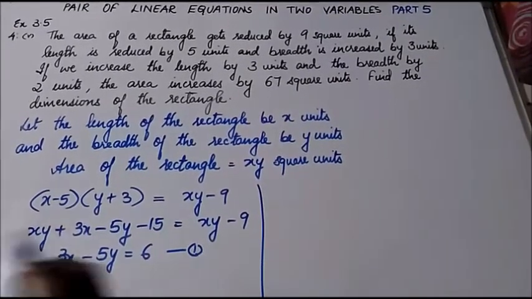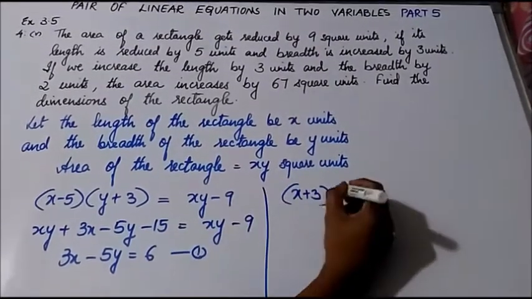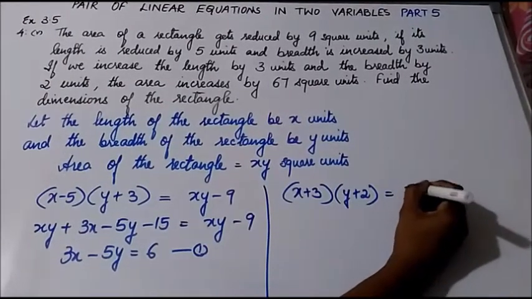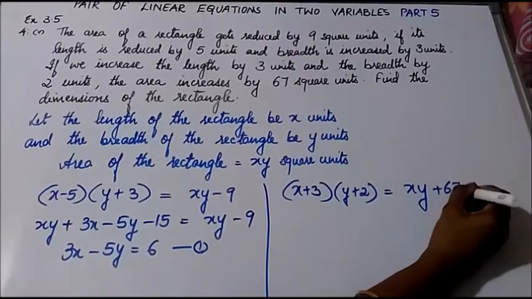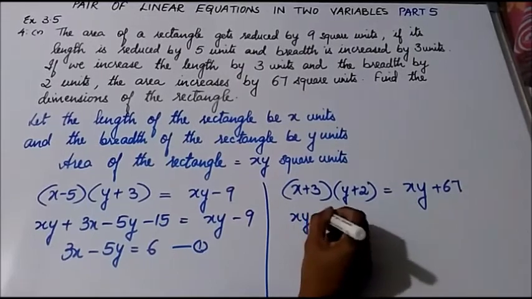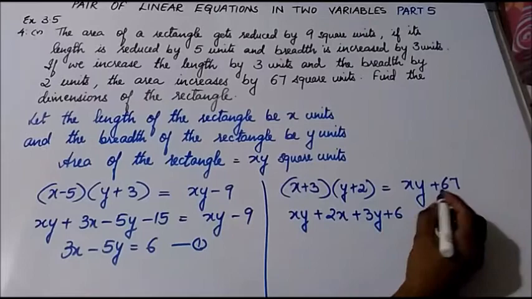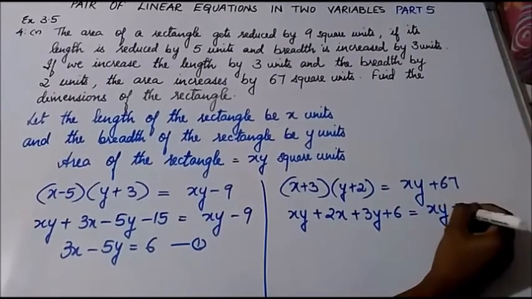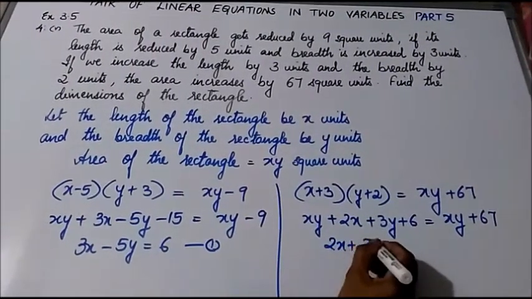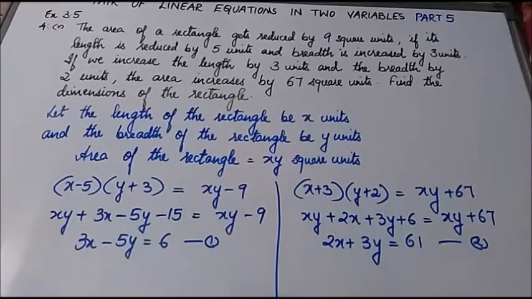Now they told if we increase the length by 3 units, that means x plus 3, and the breadth by 2 units, that is y plus 2, this area increases by 67. Open the bracket, what you get here? We'll get xy plus 2x plus 3y plus 6 is equal to xy plus 67. xy when it comes here it gets cancelled. You will get here 2x plus 3y is equal to 61. This is your second equation.